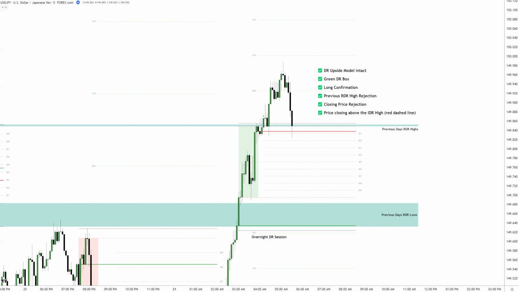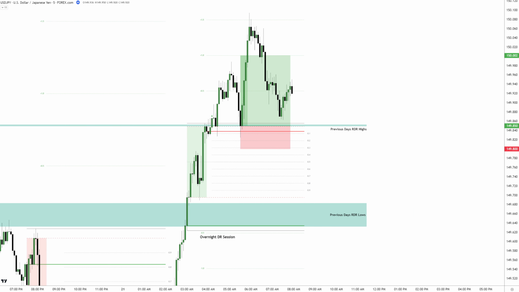You now have several confluences aligning: a DR upside model intact, a green DR box with a long confirmation, previous RDR highs lining up, a rejection from the closing price, and price is also closing above the IDR high, which is the red dashed line. Targeting the next standard deviation level of 1 offers more than 3R at this point.